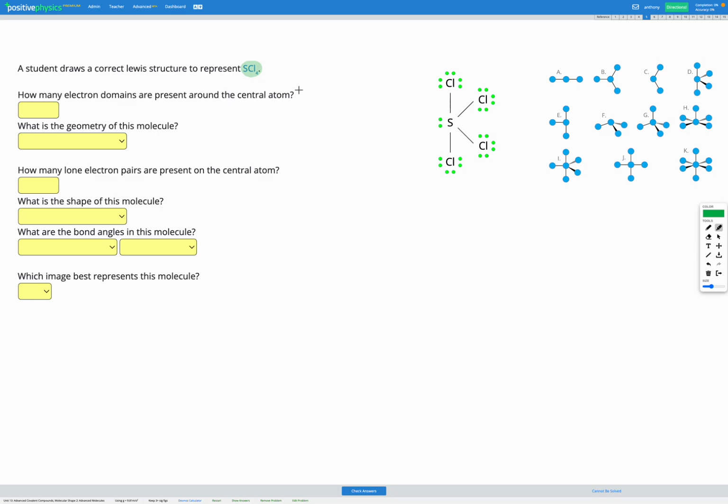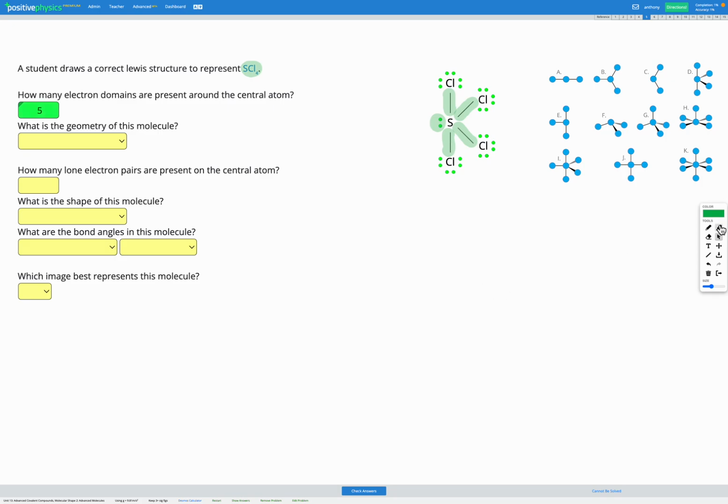The first question is, how many electron domains do we have? Remember, any bond, single, double, or triple, and any lone pair counts as an electron domain. So we've got 1, 2, 3, 4, 5 electron domains around our central atom in this question.